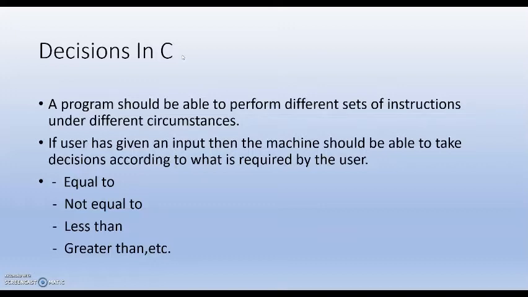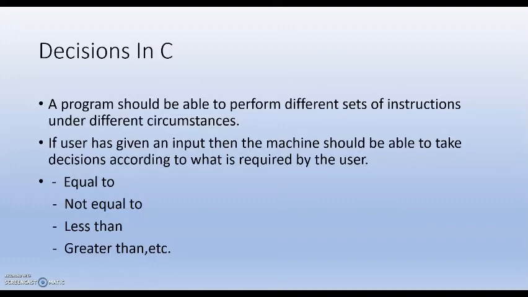If the user has given an input, then the machine should be able to take decisions according to what is required by the user. So for example, let us again look at the sunny rainy example. I have given an input that if it's rainy, then take an umbrella. If it's not rainy, and it's going to be very sunny, then don't take an umbrella. So what is required by me? I need to be dry, I don't want to get wet. So that is required by the user. In this case, I am the user.